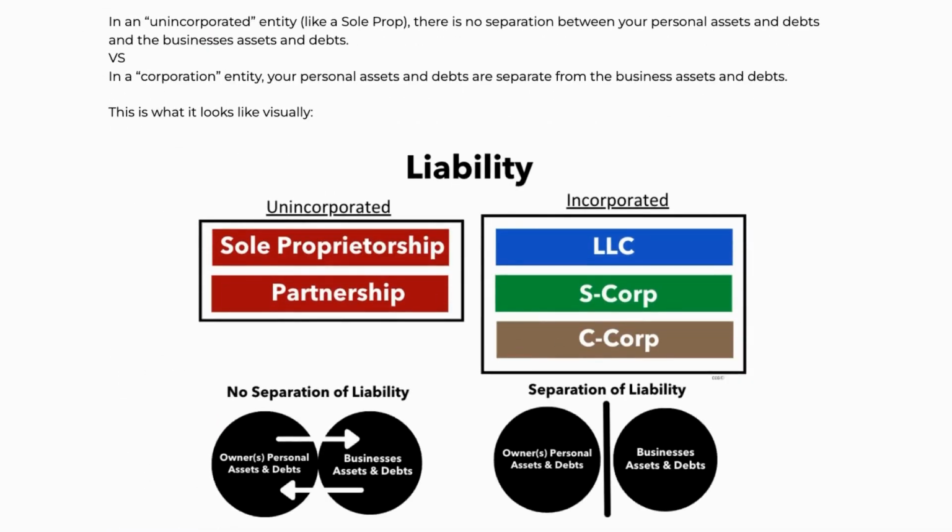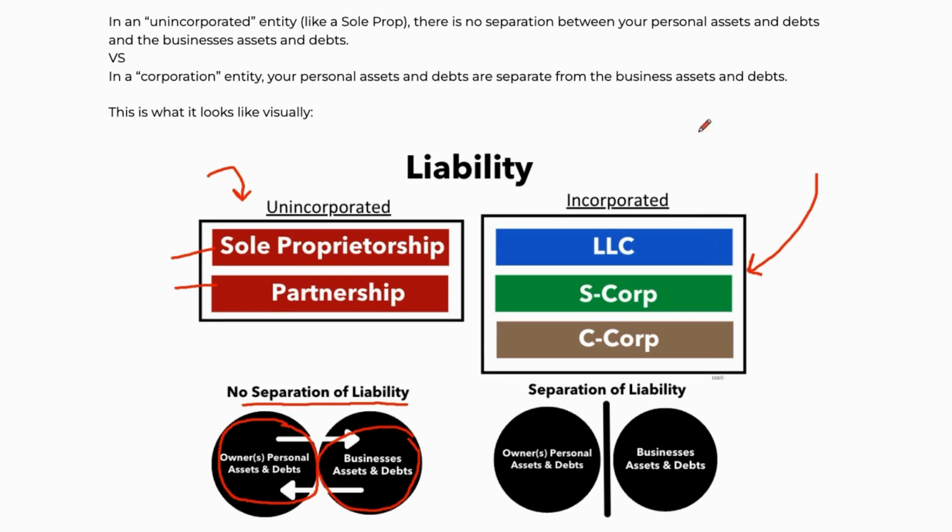For entities that are not incorporated, so sole props and partnerships, there is no separation of liability. That means the owner's personal assets and debts are the same as the business's assets and debts. There is no separation between the two. However, for corporations like LLCs, S Corps, C Corps, you don't have to know the difference between these right now. We'll talk about that later on.